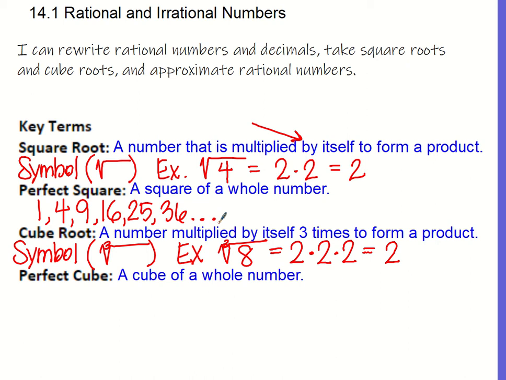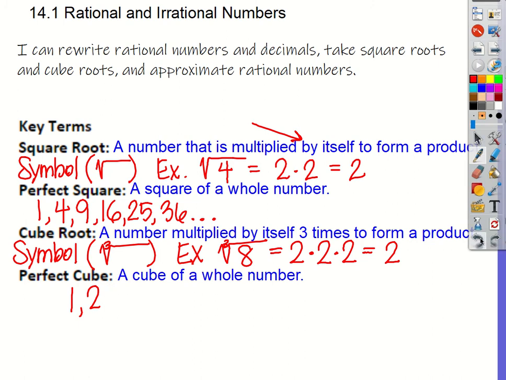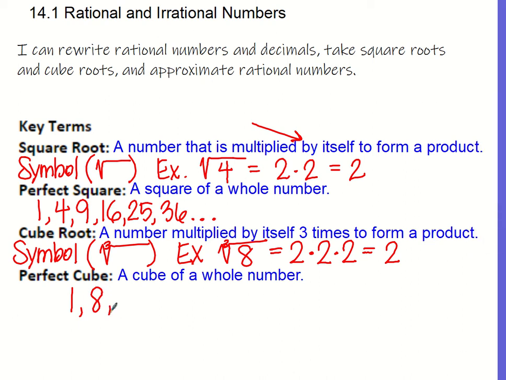If you're looking at perfect cubes, the same idea. 1 times 1 times 1 is 1. Oh, I skipped 2, sorry. I don't know why I keep trying to skip 2. 2 times 2 is 4, times 2 is 8. 3 times 3 is 9, times 3 is 27, and so on. Okay, I won't keep going. You guys can figure those out. So there's your square root, your perfect square, your cube root, and your perfect cube.